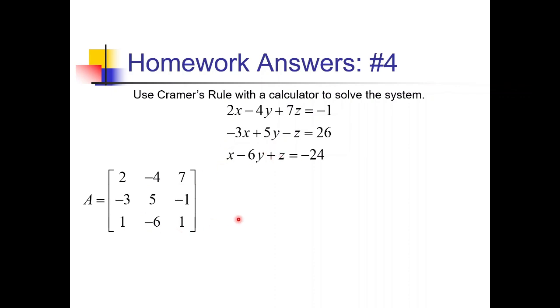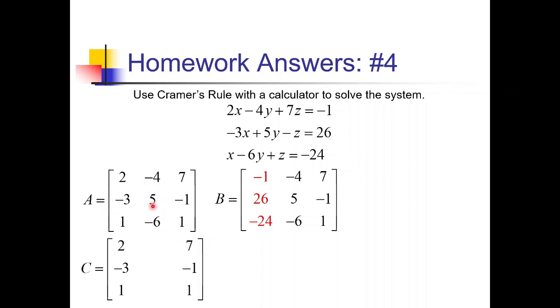For my B matrix, I'm going to keep all the stuff in the A matrix, but I'm going to swap out this x coefficient column with the constants. So instead of writing 2, -3, and 1, I'm going to have -1, 26, and 24 in there. And then for matrix C, I'm going to just replace the middle column, the y column in matrix A, with the constants here. So basically what I did for the B matrix, only middle column instead of left column.